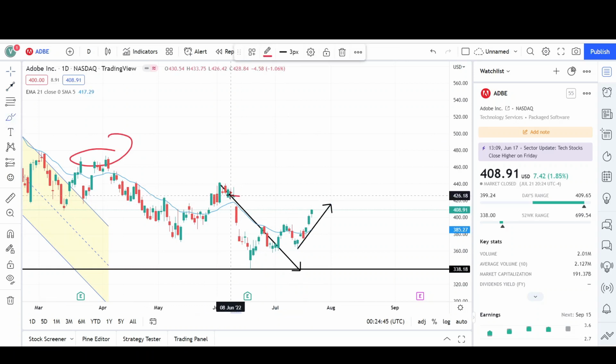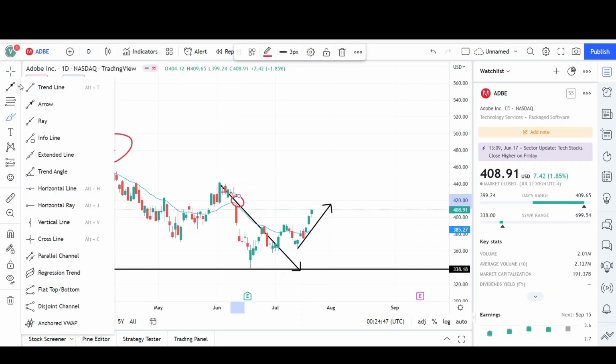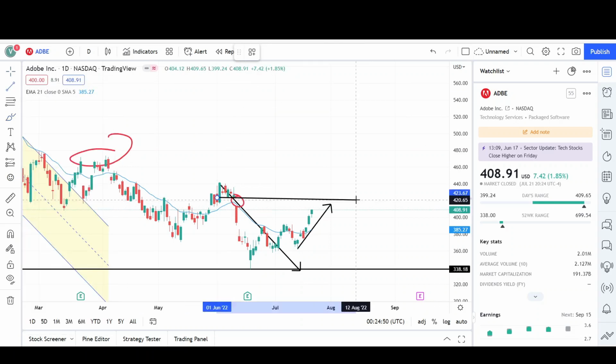And there's also a gap right here that could be filled, and also we're probably going to test this breakout point. So there's three reasons why we should continue higher. So I'm looking for higher prices.